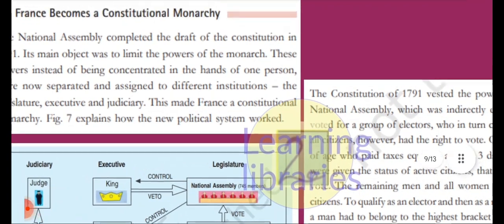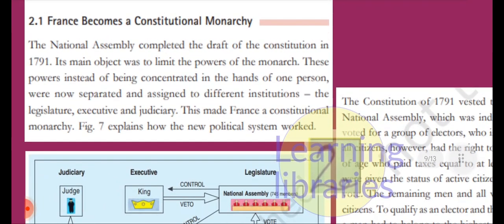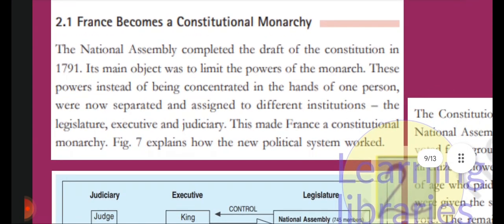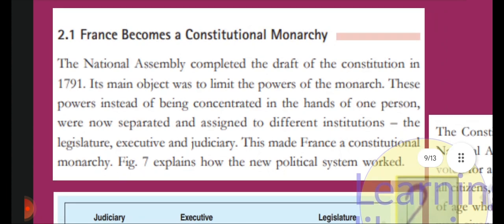So France became a constitutional monarchy. Revolution means change, a big change that happens. So what change happened? They no longer wanted a king. When they no longer wanted a king, what is the alternative? What will happen in exchange? But they can't take away the monarchical system altogether. It is an age-old system. So they just brought in some rules. They made some rules for the kings to follow. So we call it a constitutional monarchy.